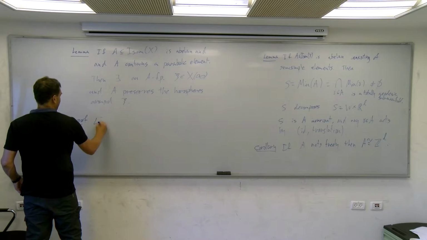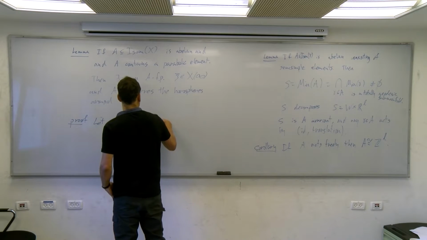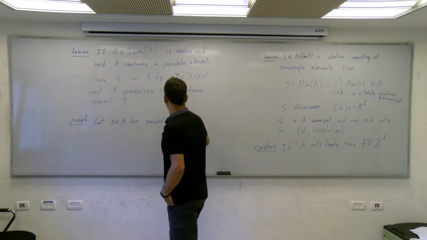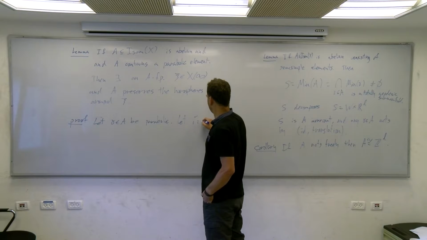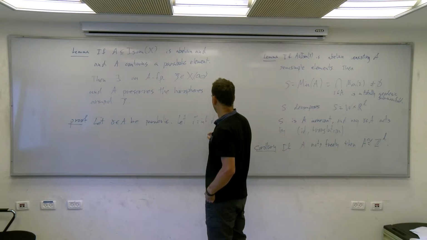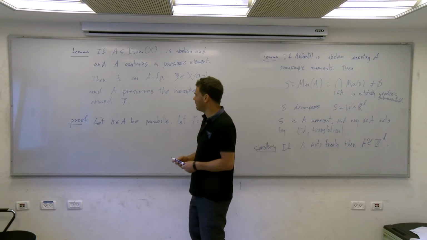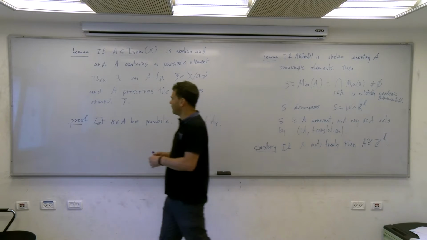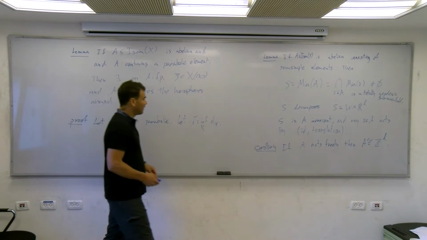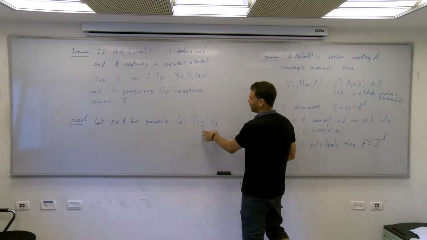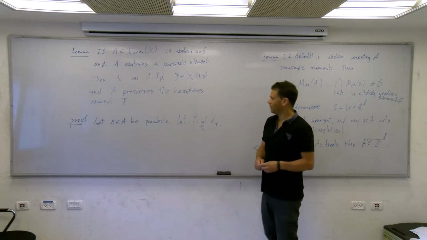Let gamma in A be parabolic. Let delta be the infimum of d_gamma(x) over all x. It could be 0 if it's strictly parabolic, but it could be positive. But the minimum is not attained. That's what it means to be parabolic, but it doesn't have to be 0.